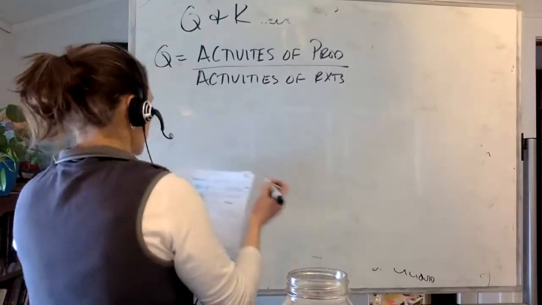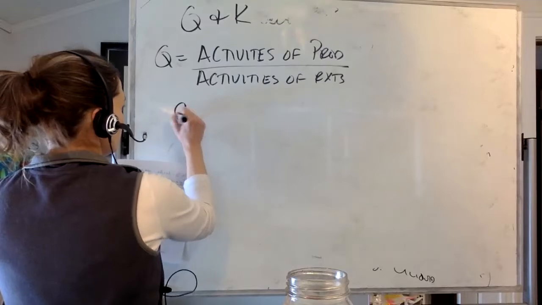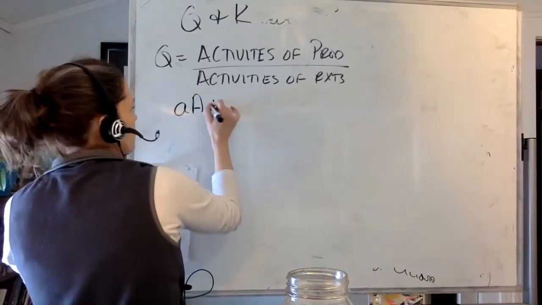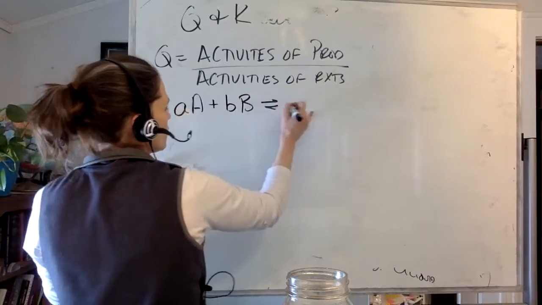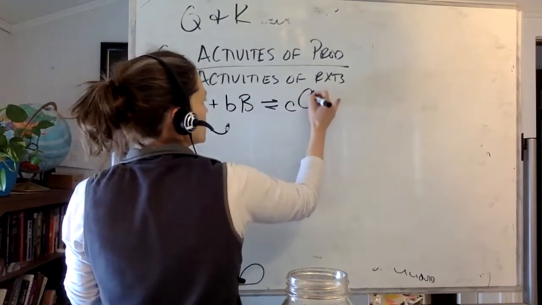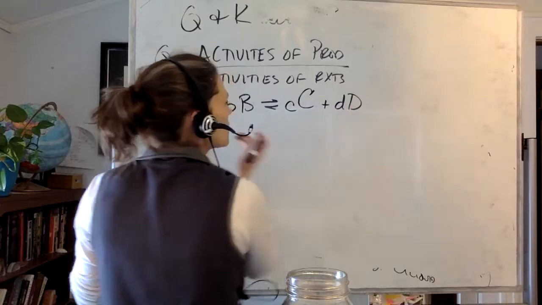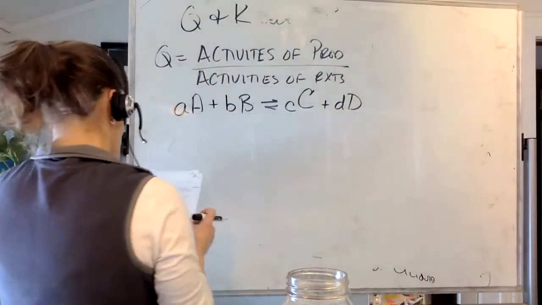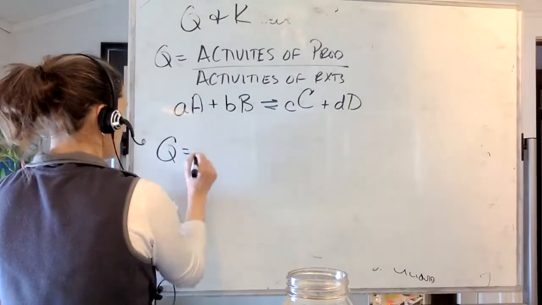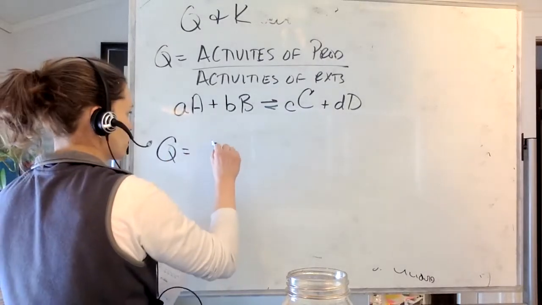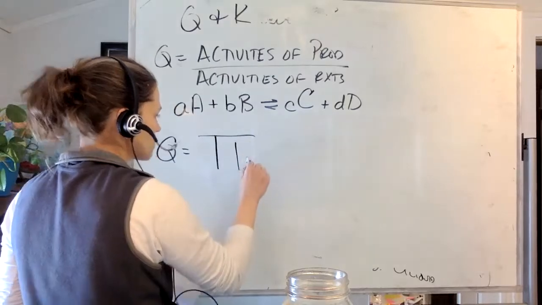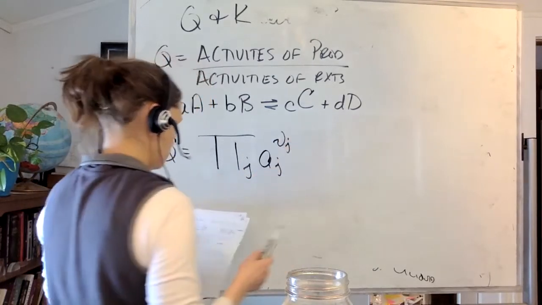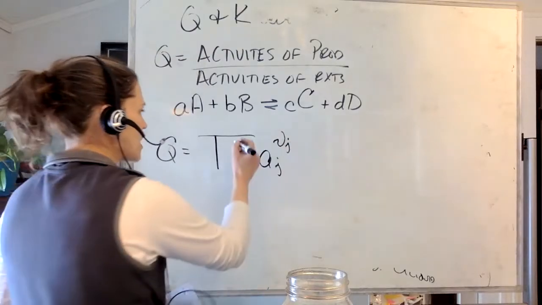Okay, so for this reaction, a, the stoichiometric coefficient, times the molecule A plus b times molecule B in equilibrium with c times C plus d times D. I put a little serif thing on my big C's just so you can tell. Okay, Q equals, we're just going to go with the big notation first, big pi sub J, a sub J to the nu J. All right, what does this mean?